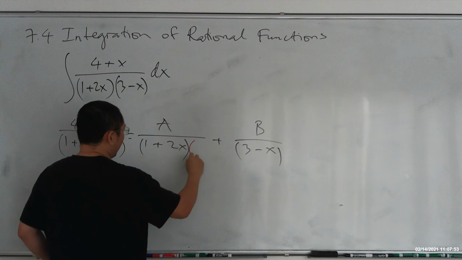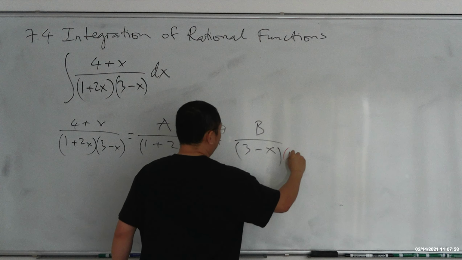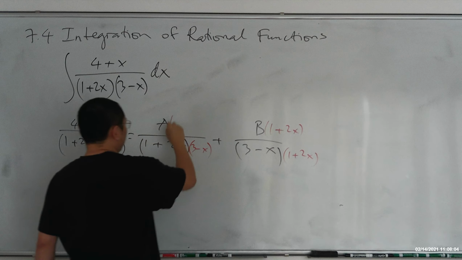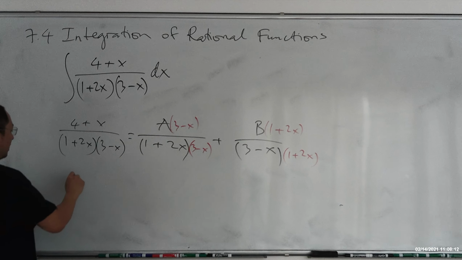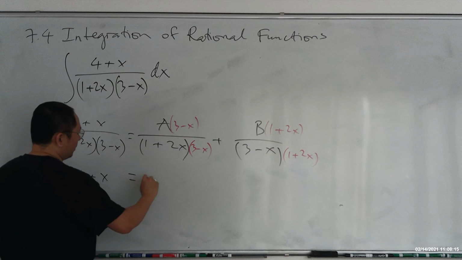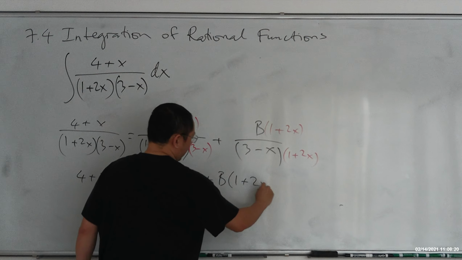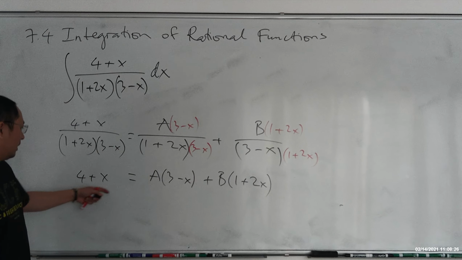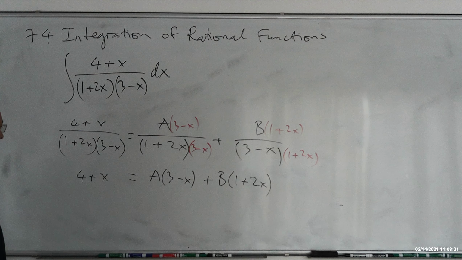In other words, if I multiply this fraction by 3 minus x, and I multiply this fraction by 1 plus 2x, of course I have to do the same thing for the numerator, then all fractions have the same denominator, and the numerator on the left is going to be 4 plus x, equal to a times 3 minus x plus b times 1 plus 2x. I should not use the word equal, it should be identical, okay? The linear polynomial on the left is going to be identical to the linear polynomial on the right.